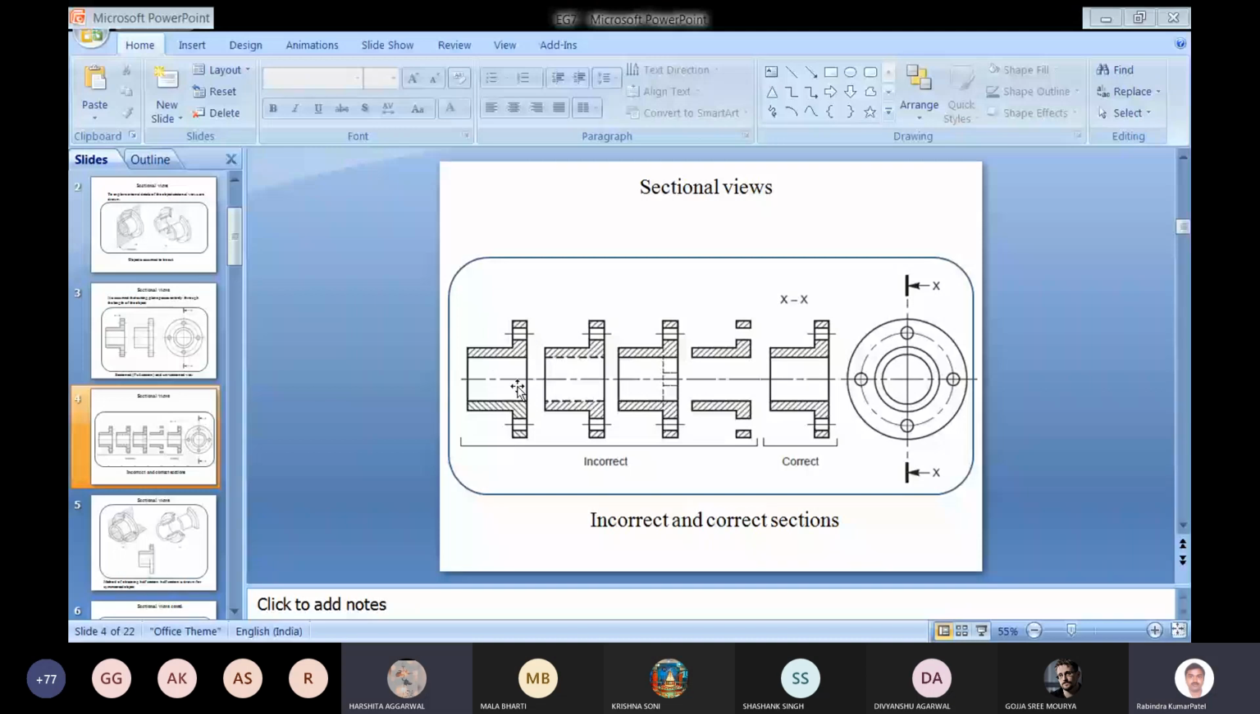So it specifies something, sir. Yes, it is specified that it is a single part. Changing the direction means we are having two different parts, but it is a single part. So that's why the direction of the hatching should be the same for the whole part.